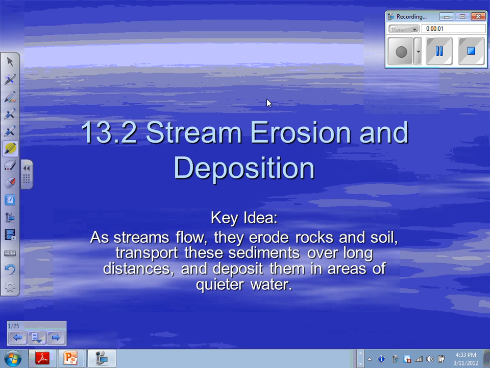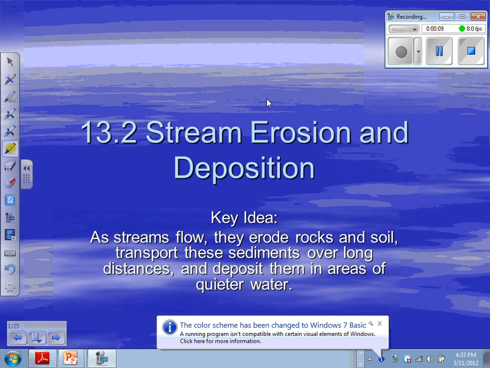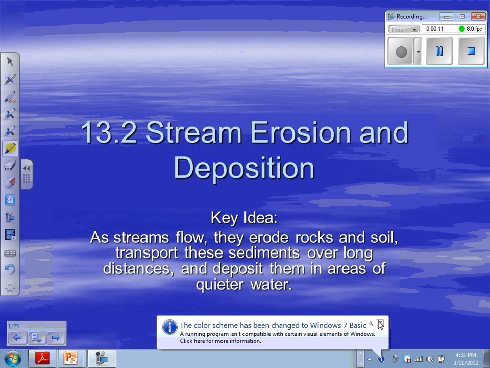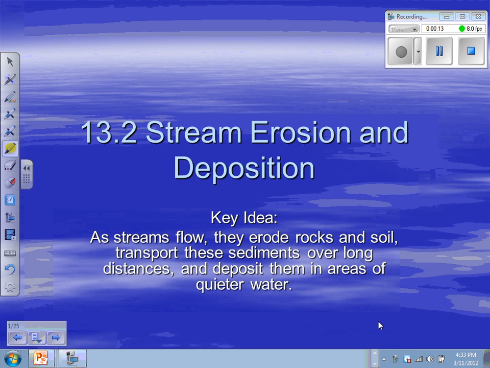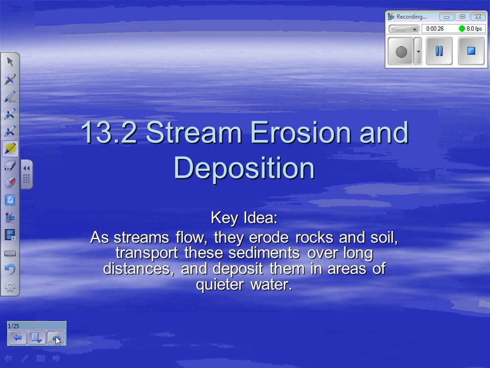This will start the lecture notes for Chapter 13, Surface Water, Section 2. Section 2 deals with stream erosion and deposition. The key ideas of Section 2 are that as streams flow, they erode rocks and soil. They transport these sediments over long distances and deposit them in areas of quieter water.